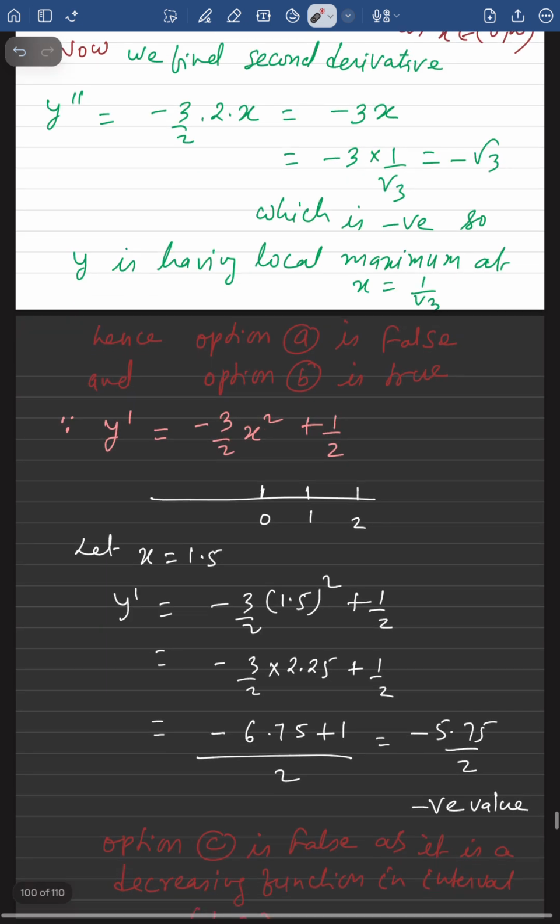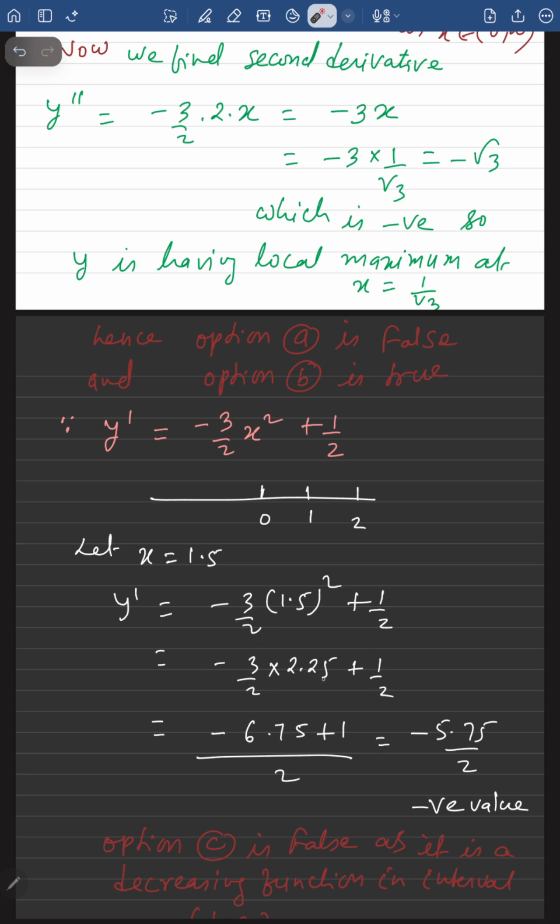So let us see. Y dash we have already got in our previous steps, so we can write it directly. Y dash is minus 3 upon 2x square plus 1 upon 2. Our interval is 1 to 2. So let us see, 1.5 if I take and we just find the value. So minus 3 upon 2 times 1.5 whole square plus 1 by 2.